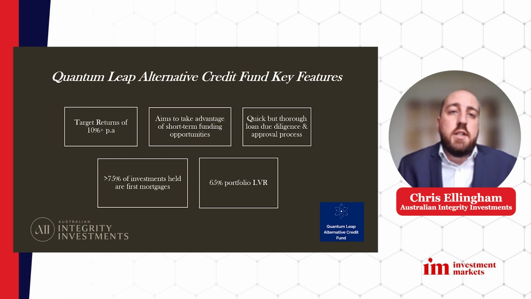Over 75% of the mortgages held are first mortgages. So that's a key feature that we look to try and keep, as it means that if in the unfortunate circumstance a loan does go into default, then we will be first in line to get any money returned. And the portfolio LVR is about 65%. So this means that on average, we only lend up to 65% of the value of the property. So it means that, yet again, if it does go into default, it would need a 35% drop in the value of the property before any losses are made.